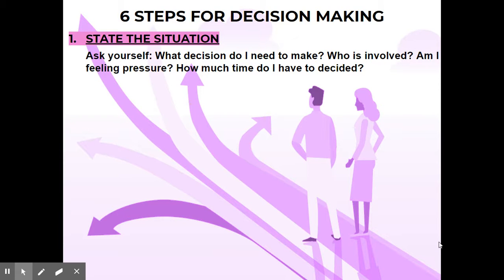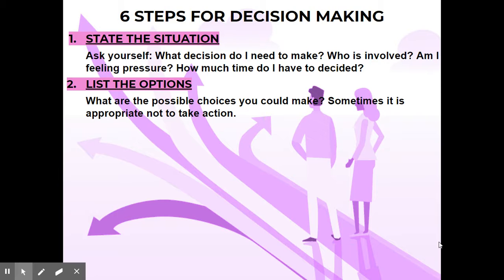Ask yourself, what decision do I need to make right now? Who is involved? Am I feeling any pressure? And how much time do I have to decide? Number 2 is list the options. What are the possible choices you could make? Sometimes it is appropriate not to take an action.